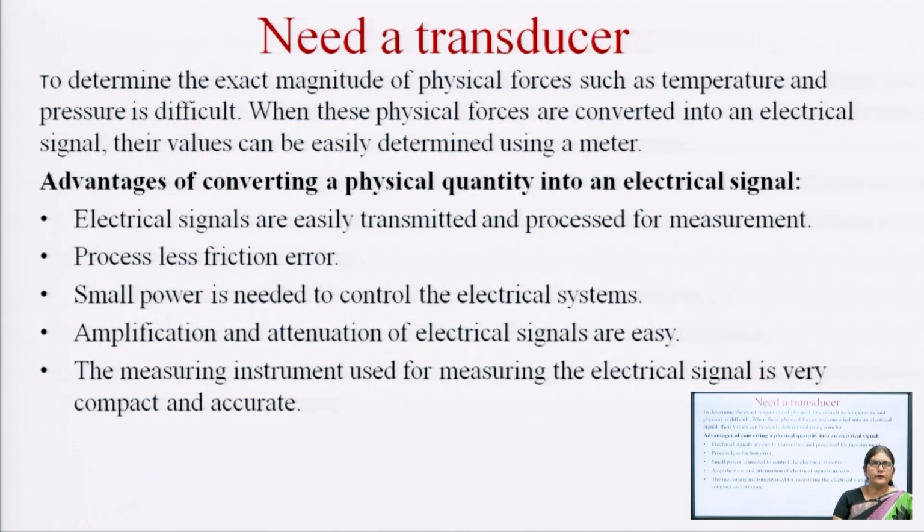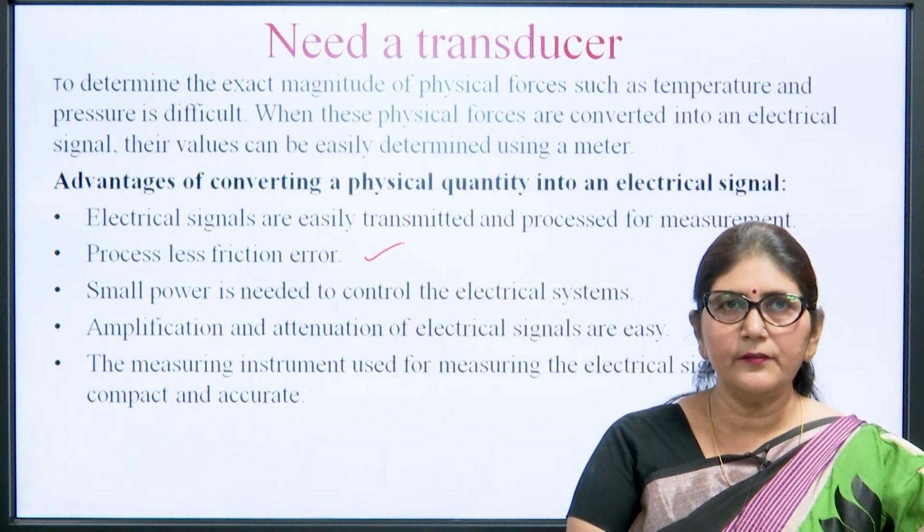What is the advantage of converting a physical quantity into an electrical quantity? First, we can transmit and process the electrical signal. We can segregate the desired frequency component from the undesired frequency component, we can amplify the signal, we can attenuate the signal, we can modulate the signal and transmit it, and we can process it for measurement. Then there is less friction error, because there is no movable component in the electrical signal.